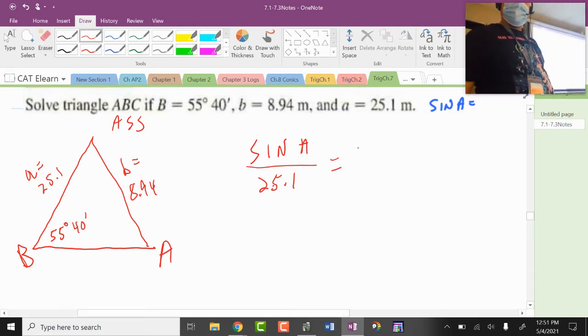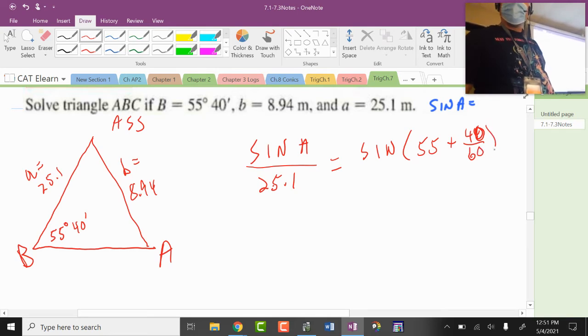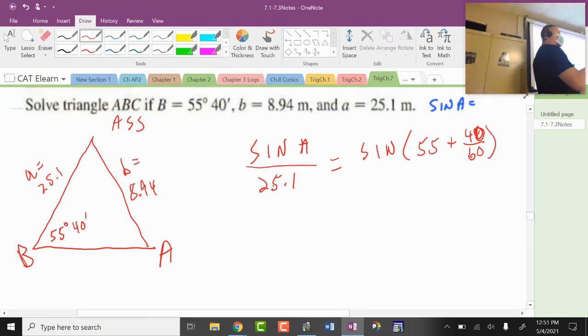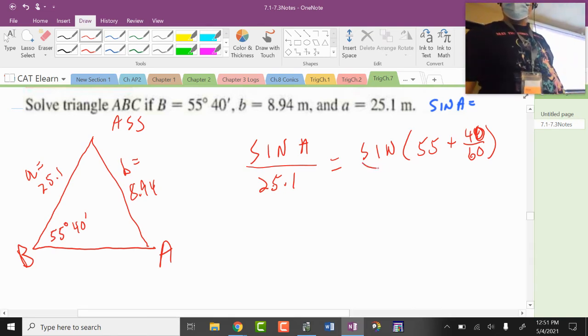Equals. Okay, here's what we're going to type on this. Pen's going away from me again. 55 plus 40. Oh, I'm sorry, 40. I don't know where that 4 came from. Over 60. So that's old school chapter 1, remembering how to deal with that kind of calculation. Divided by 8.94.